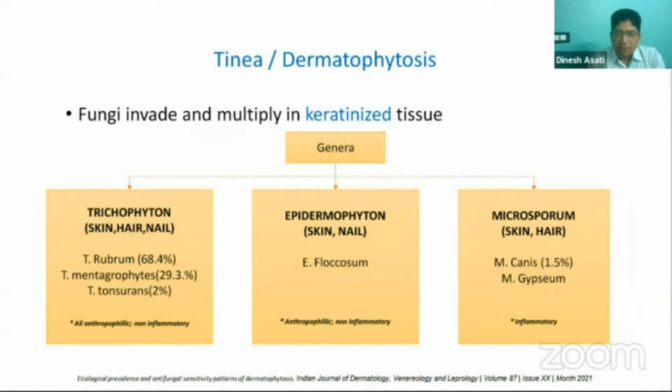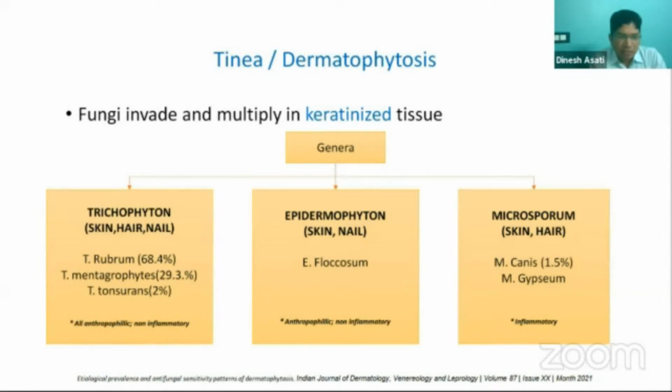So tinea, also called dermatophytosis, is one in which fungi invade and multiply in the keratinized tissue. Keratinized tissue means basically the cells which have mostly turned into keratin. This usually happens in the topmost layer of the epidermis, where the cells are slowly decreasing their metabolic functions and their life, and they are almost dead. They are not fully dead, but they are in the process of a systematized type of slow death before they are shed off the skin. So they are called keratinized.